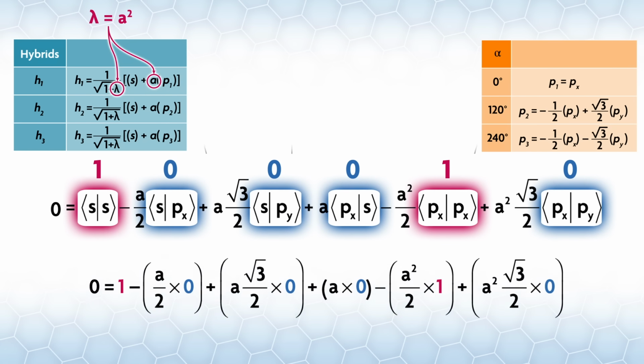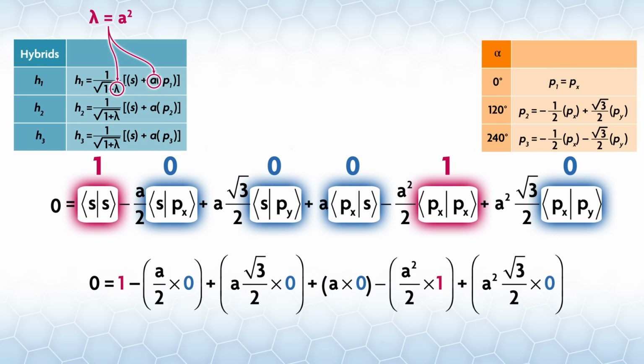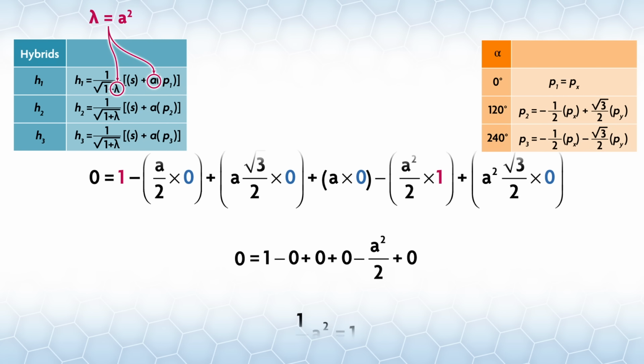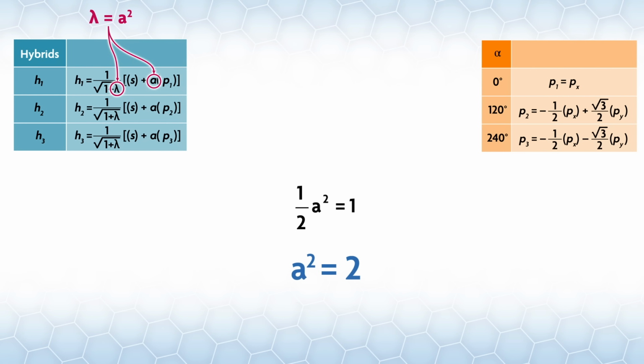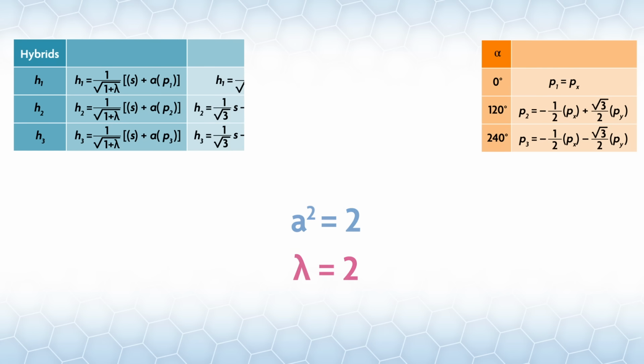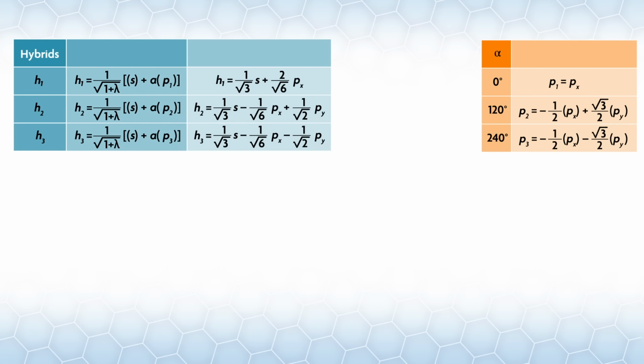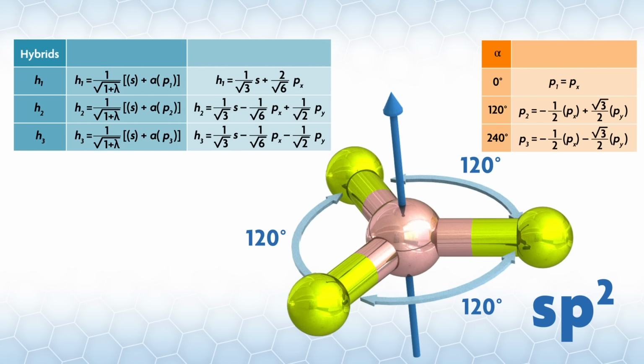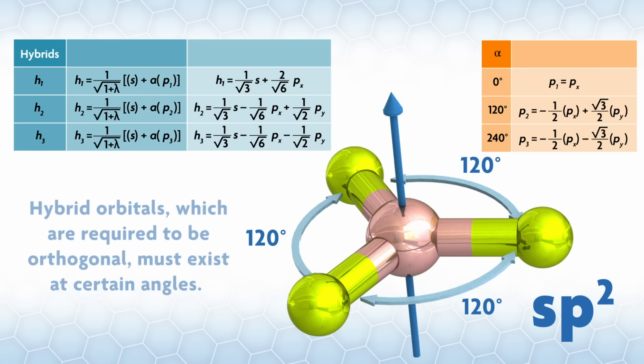So the equation above simplifies significantly, as a bunch of the terms drop out to be 0. Then you solve for a squared and keep in mind that a squared is equal to lambda. If we plug everything into our equations for h1 through h3, we get the equations for all 3 hybrids. Now, I realize this may not be a big revelation. If you have 3 hybrids in a plane that are 120 degrees apart, you learn in sophomore organic that the hybridization is sp2. But the exercise above illustrates a very important point.